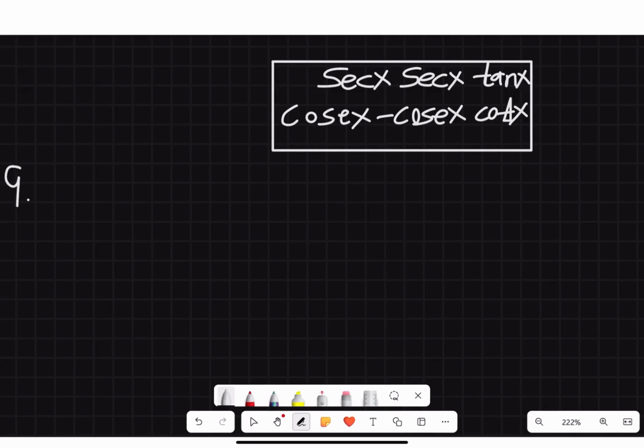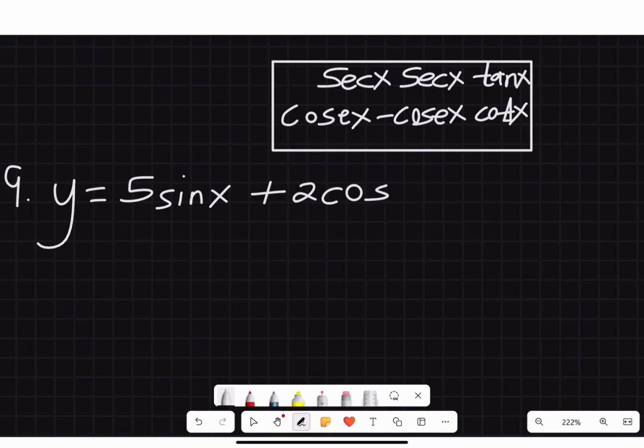We have y equals 5 sine x, and then plus 2 cos x. So this will give us what? Let's do y prime here. Okay, I'm going to use a different notation now so that you get used to different notations. This still means the derivative, dy with respect to x.